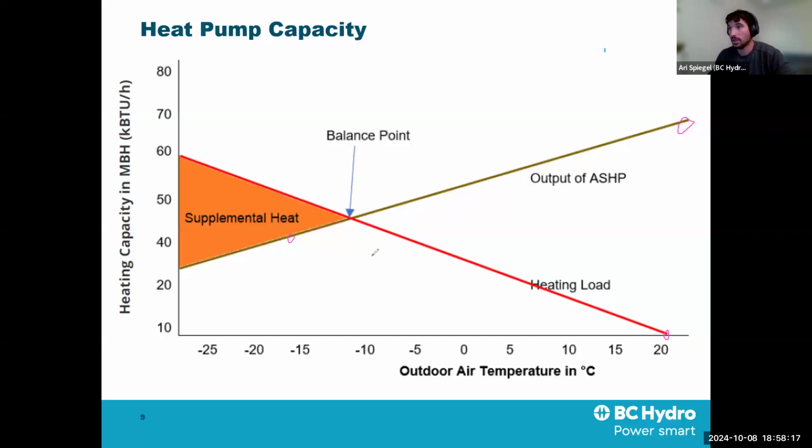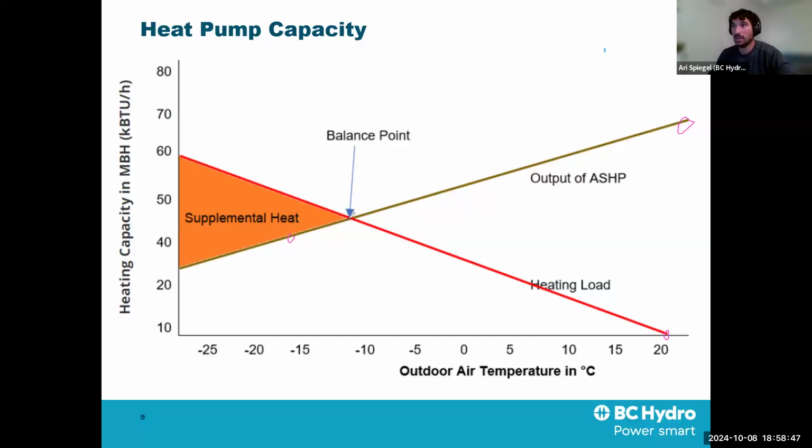loads increase. So the balance point, which is a really important point for design, is where the heat pump and home are matched. So the output of the heat pump equals the heating load of the home. When it's warmer than that point, it means we have excess capacity on our heat pump, which is good. But when it's colder than that, we can no longer meet the needs of the home, and that needs to be made up through supplemental heating.